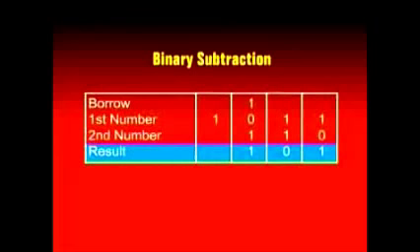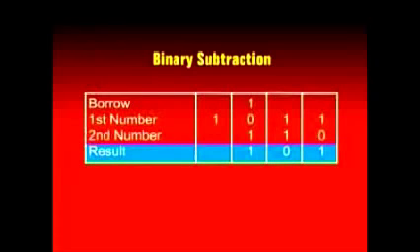So, let us start by looking at bit 0. You subtract a 0 from 1, the answer is 1. The difference is 1. You don't need to borrow a 1. Let's look at bit position 1. You subtract a 1 from a 1, the difference is 0.